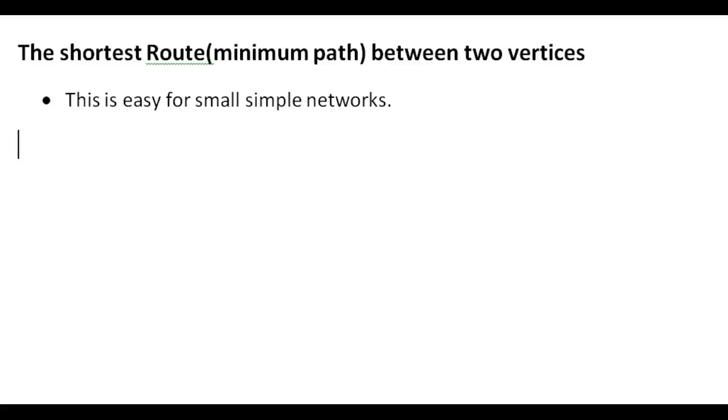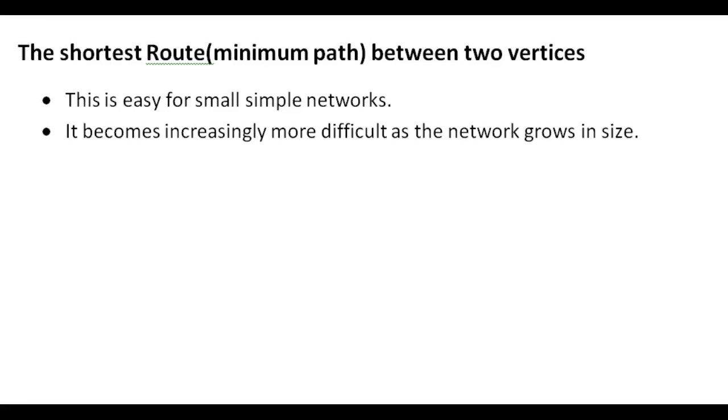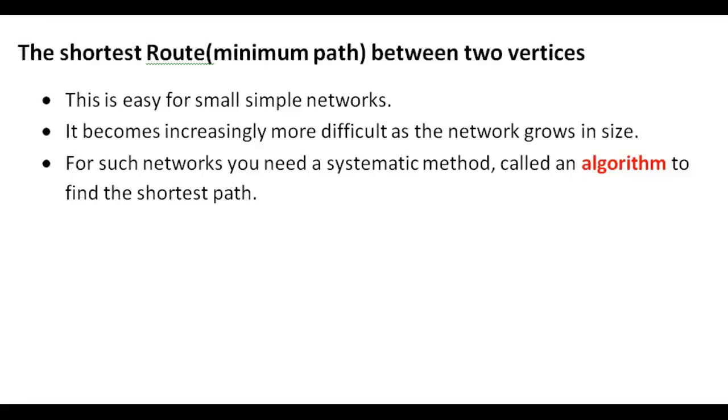In this lesson, we'll have another look at the shortest route or minimum path problem between two vertices. In our earlier work, we found this was fairly simple to do for small networks. However, it becomes increasingly more difficult as the network grows in size. For these larger networks, you need a systematic method called an algorithm to find the shortest path.